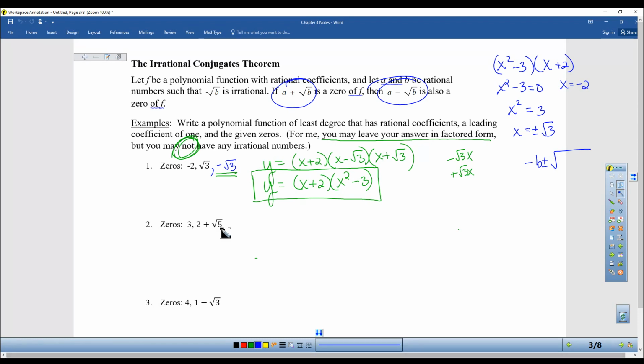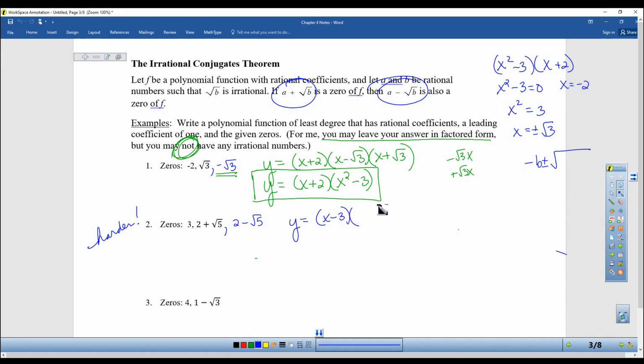All right, so if 2 plus the square root of 5 is one of the solutions, then 2 minus the square root of 5 is another one. Think back to quadratic formula there. This is a lot harder. So here's my answer. Y is equal to x minus 3.